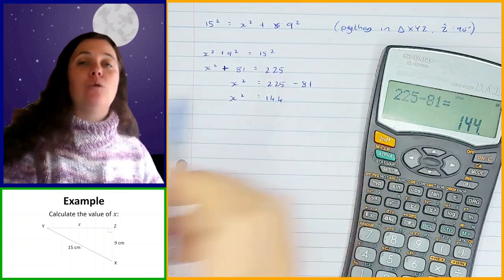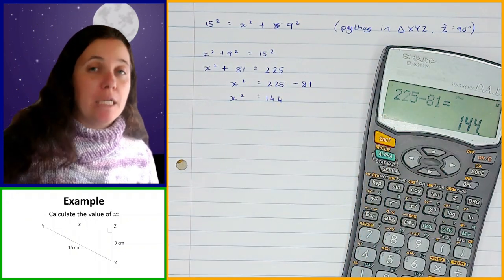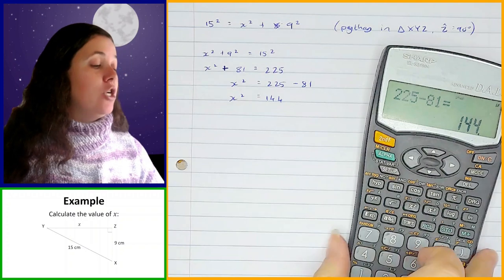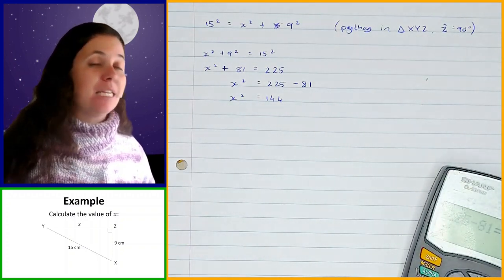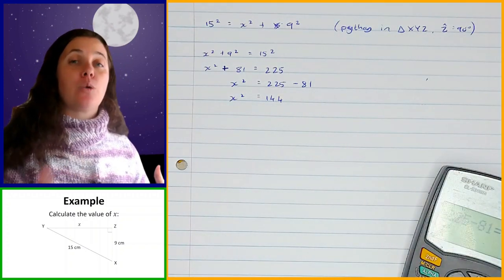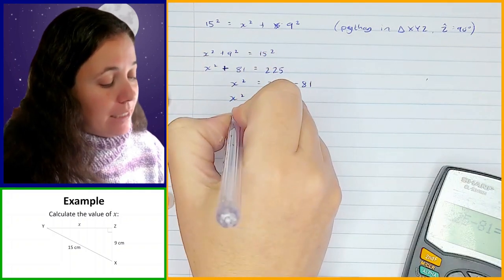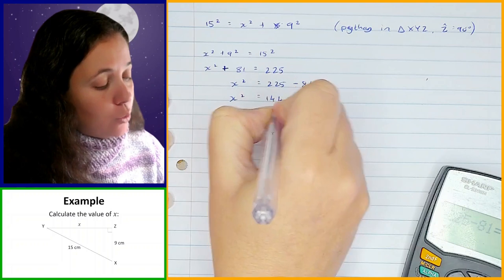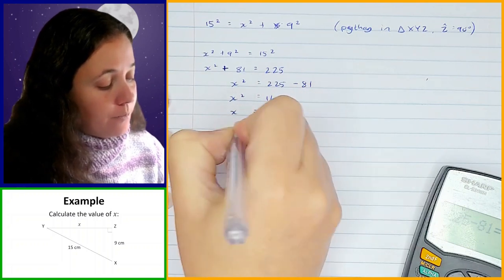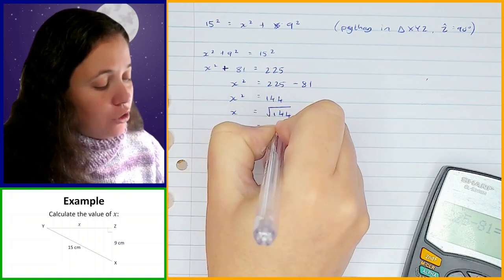So x squared is equal to 144. Now, I don't want to know what x squared is, I want to know what just x is. So to get rid of that square, I need to do the opposite of squaring, which is square rooting. I find x by square rooting both sides. So x is equal to the square root of 144, which means that x is equal to 12.